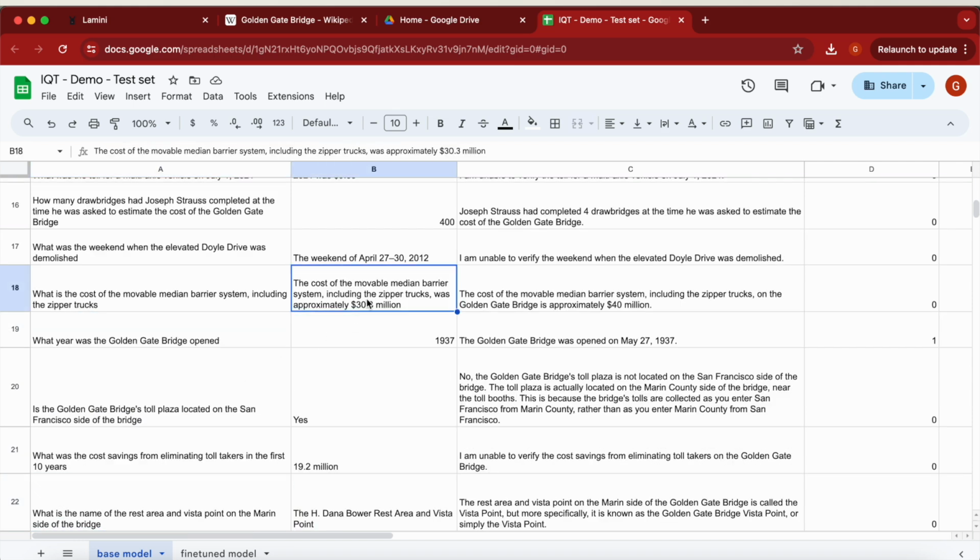Let's look at this one. What was the cost of the movable median barrier system, including the zipper trucks? My kids love driving over this bridge and looking at these zipper trucks.